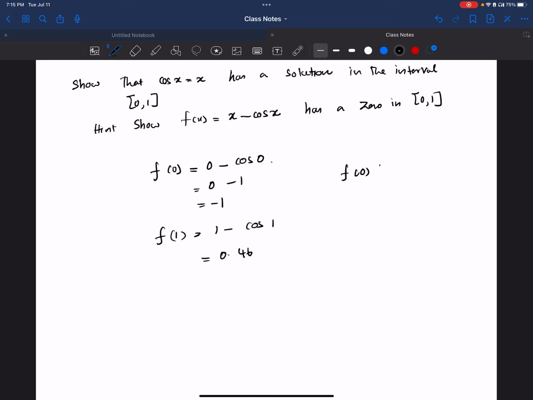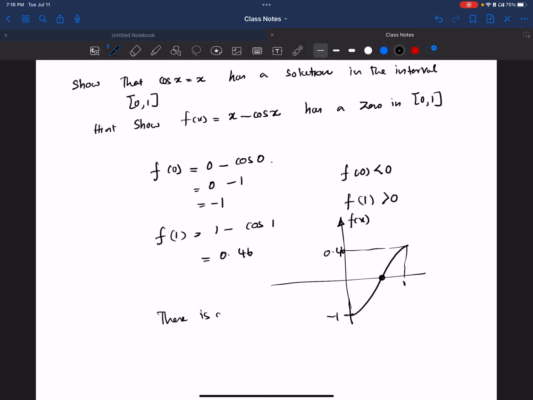So f(0) is less than 0, f(1) is greater than 0. Now we can see that the sign changed. F(0) is -1, and then the sign changed, and f(1) became positive 0.46. What does that mean? There should be a 0 in between. So there's a 0 for that function. So that has a solution. Okay.